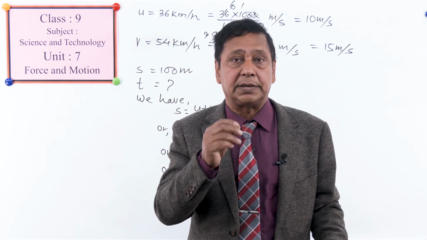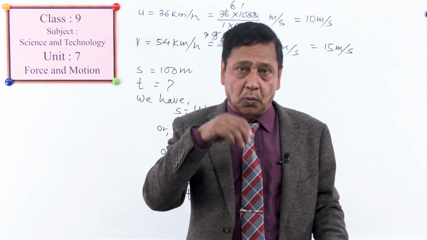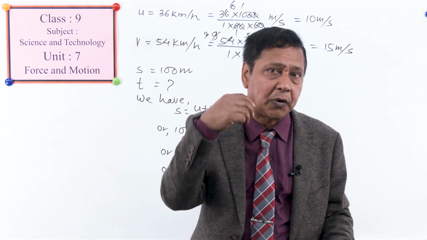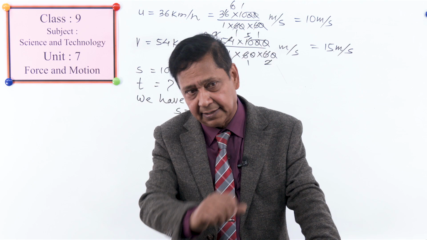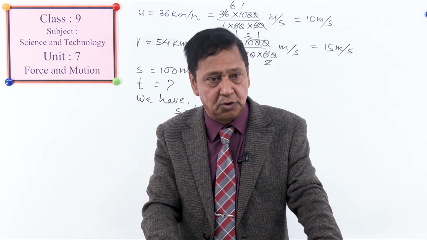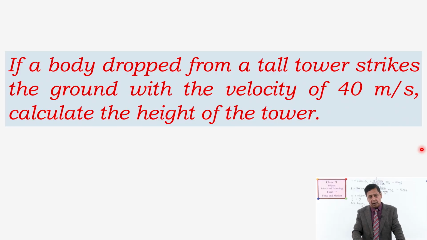Which equation is useful to solve which numerical problem, we have to find out this, and then we can solve the numerical problem. Okay, now let's go to another numerical. If a body is dropped from a tall tower, strikes the ground with the velocity of 40 meters per second, calculate the height of the tower.